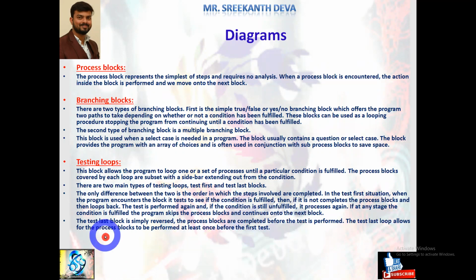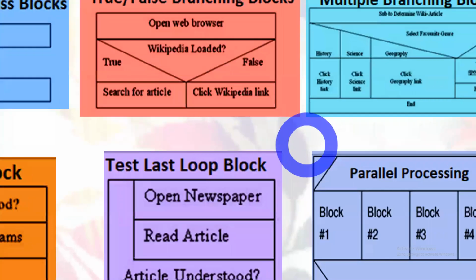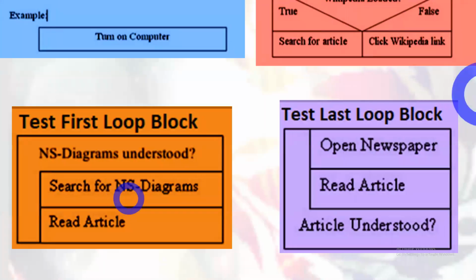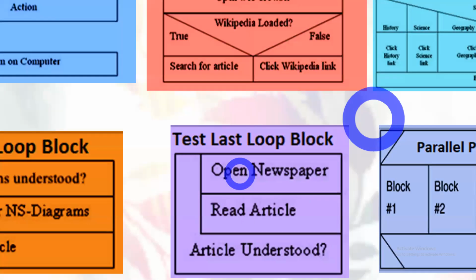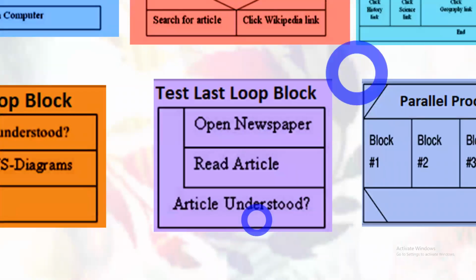The test last blocks simply reverse this. The process blocks are completed before the test is performed. The test last loop allows the process blocks to be performed at least once before the first test. So this is about testing loops. Observe the test first loop: first it tests, searching for NS diagrams, and reading articles happens. But in the case of the test last loop block, first it executes, later it is tested. This is called the test last loop block.